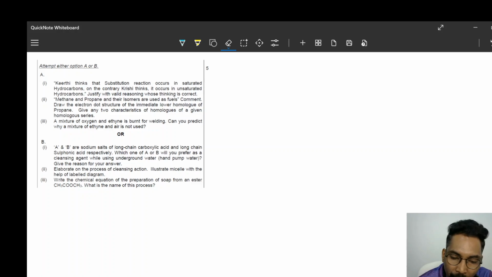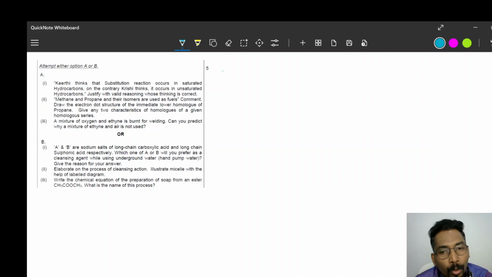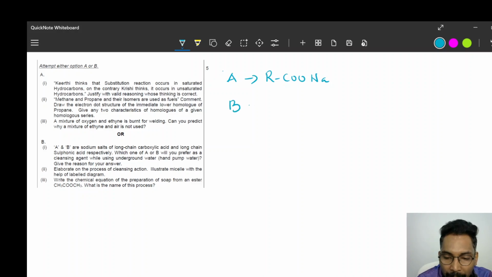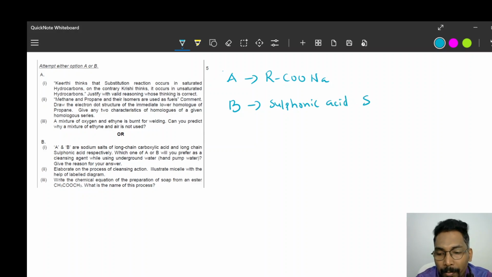So we finished that particular question, A part, and we can check the OR question. A and B are sodium salts of long chain carboxylic acids and long chain sulfonic acids respectively. So A is sodium salt of long chain carboxylic acid. I will represent that as RCOONa, and B is sodium salt of sulfonic acid. Sulfonic acid is SO3H. You will study in higher classes.